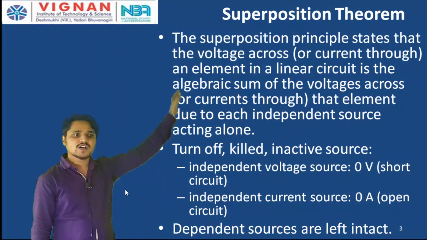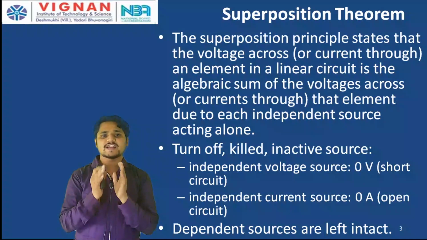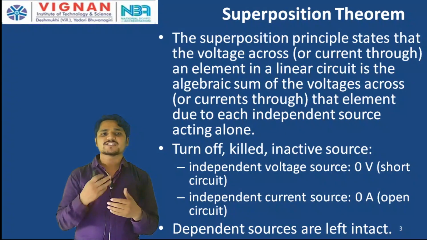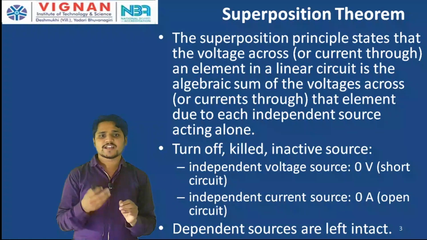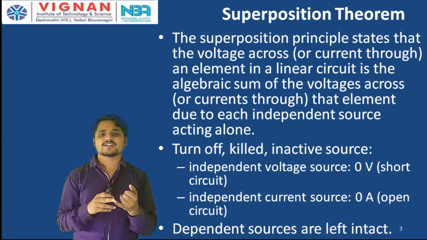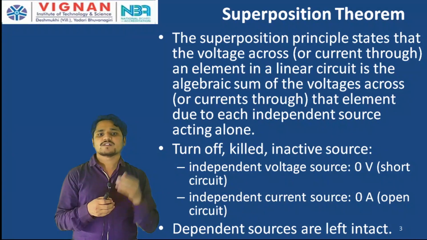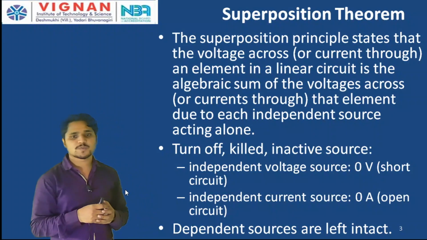Now, first one is the superposition theorem. This superposition theorem states that in any linear network the response in any element is equal to the algebraic sum of the individual responses. The response means whether it is a voltage or current. So, according to the superposition theorem, the voltage across any element or the current through any element in a linear circuit is the algebraic sum of the voltage across it or current through it due to each independent source acting alone. This is the statement of the superposition theorem.